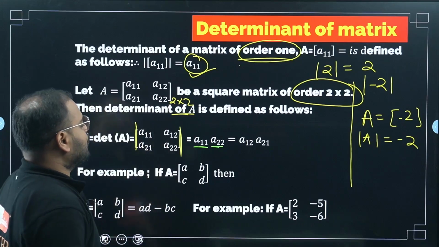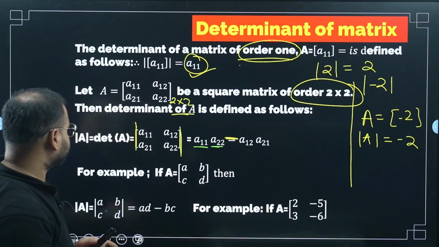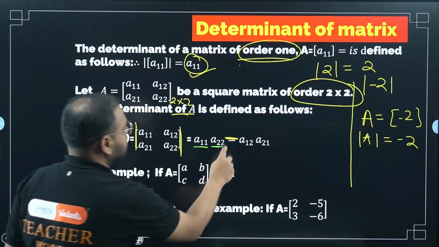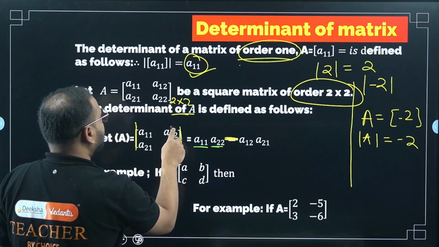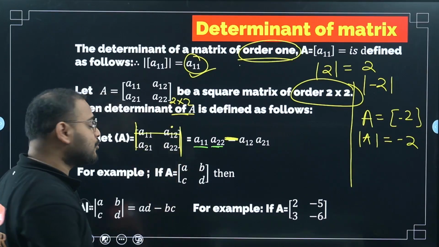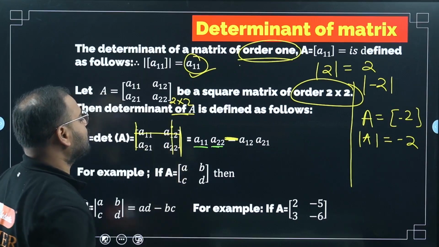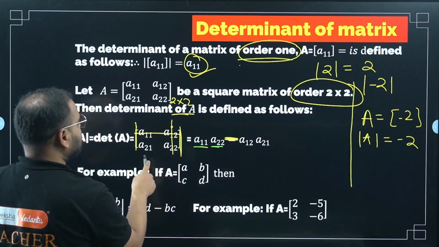So A12. Now, this is a negative sign. So if I am considering A12, which row will go out? Row 1 will go out. And which column will go out? Column 2 will go out. So what I get here is A21.